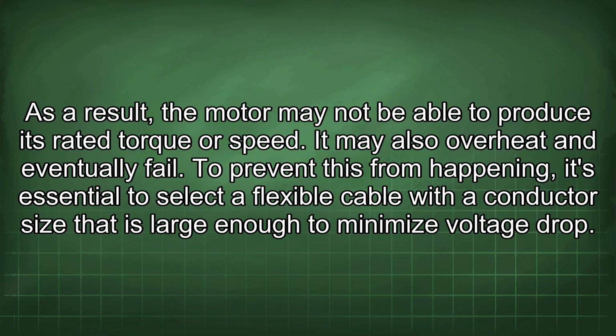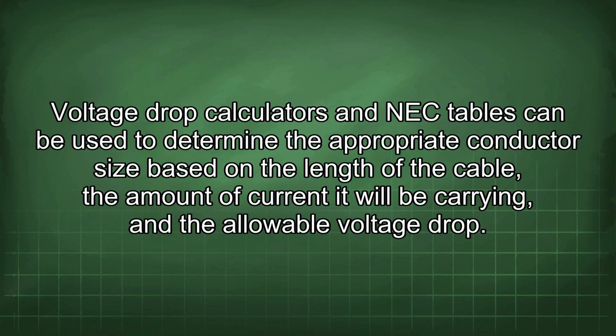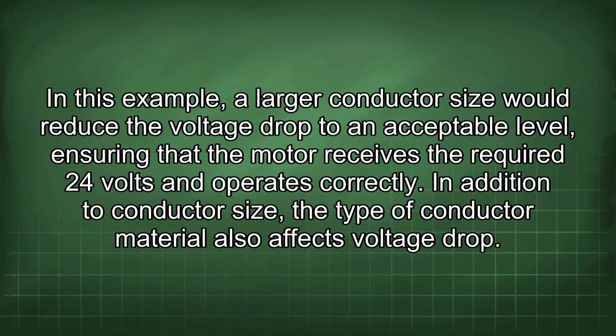As a result, the motor may not be able to produce its rated torque or speed. It may also overheat and eventually fail. To prevent this from happening, it's essential to select a flexible cable with a conductor size that is large enough to minimize voltage drop. Voltage drop calculators and NEC tables can be used to determine the appropriate conductor size based on the length of the cable, the amount of current it will be carrying, and the allowable voltage drop. In this example, a larger conductor size would reduce the voltage drop to an acceptable level, ensuring that the motor receives the required 24 volts and operates correctly.